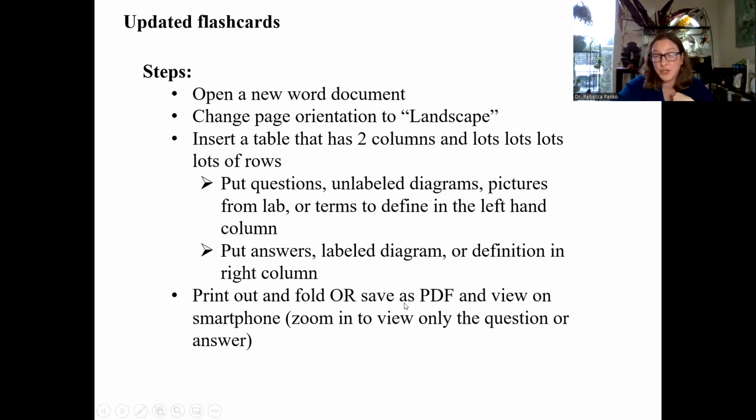Or what I like to do, because I used to commute like 3 to 4 hours a day on the subway, and I'm sorry, having regular flashcards or having a piece of paper to fold during rush hour, sometimes not so easy. So what I like to do is I save this as a PDF, email it to myself, and then this way I can look at it on my phone. And I could zoom in to see only the questions, then have that recall movement of, okay, I think it's this. Let me look at the answer. Okay, I was right, right?